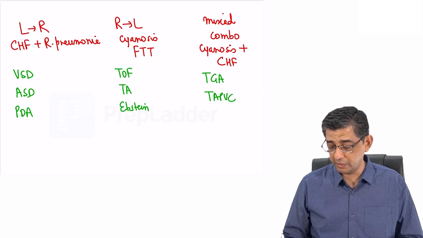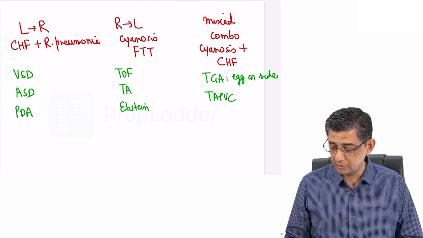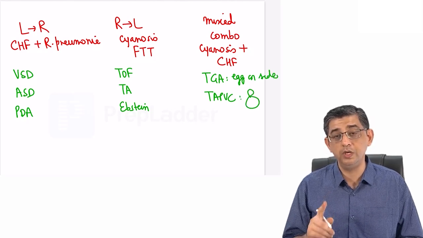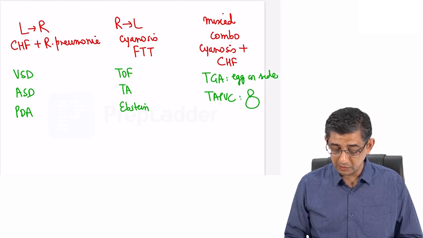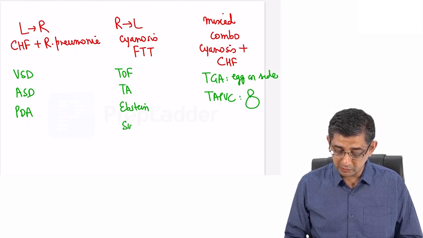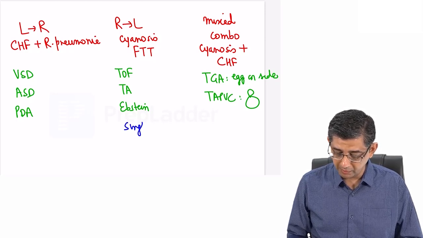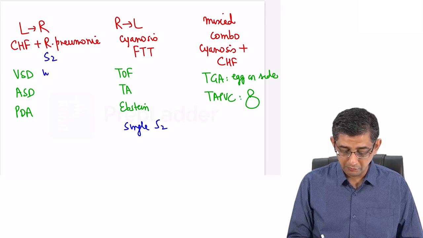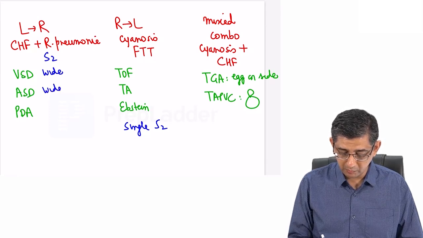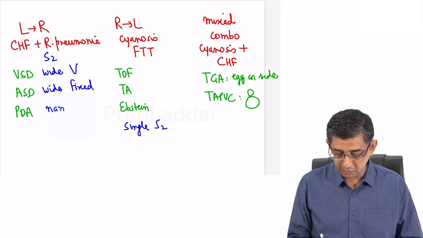In fact, lots of time they might ask you radiological findings of these, which you can fill up here, like egg on side appearance. TAPVC will have a figure of 8, but only valid for supracardiac variety. One of the special findings for right to left sided shunts will always be a single S2. In fact, I can mark the auscultatory finding with a different color here so that you can remember it. I have discussed already the permutations and combinations of S2 with respect to VSD as well as ASD. Both would be wide. VSD is wide variable, ASD is wide fixed, and patent ductus arteriosus will be rather a narrow split one.